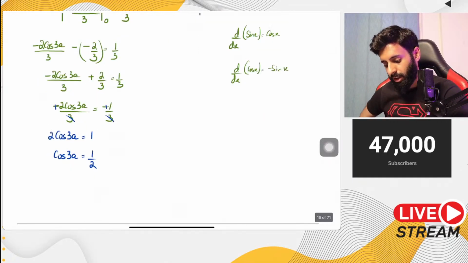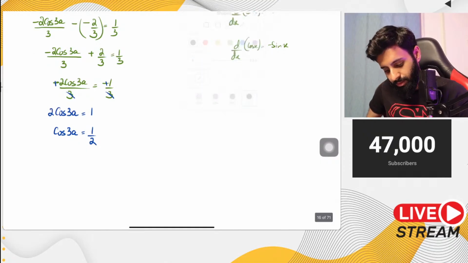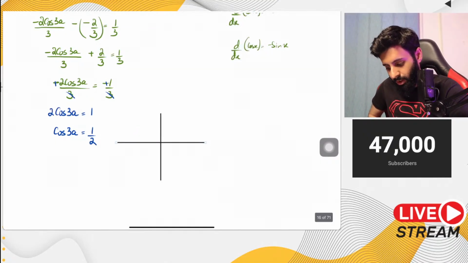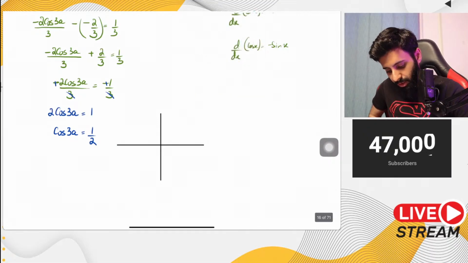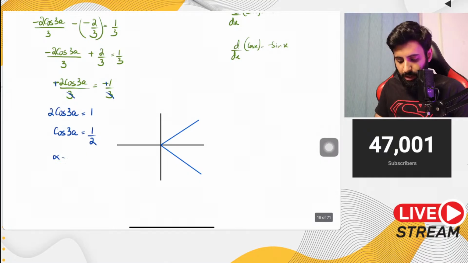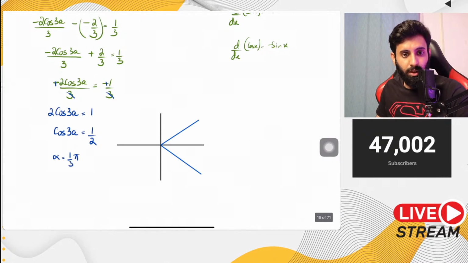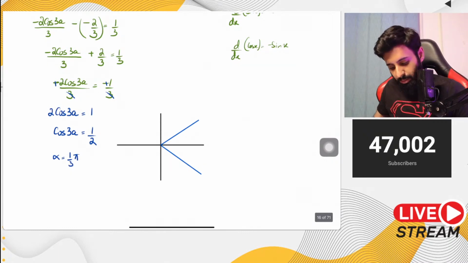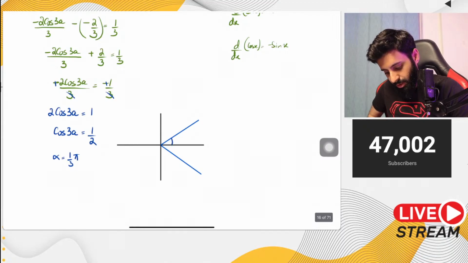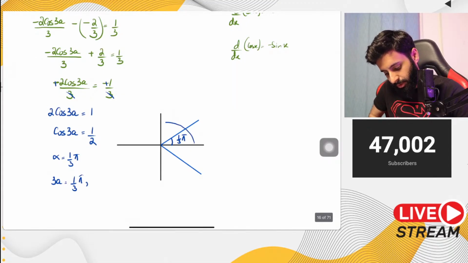Now cos is positive, and we have to find out 3a. If cos is positive, that means it's going to be in the first quadrant or the fourth quadrant. Now let's find out alpha. We take cos inverse of 1 upon 2, which is equal to 1 upon 3 pi. That means in the first quadrant, 3a is going to be the same as 1 upon 3 pi. And it's also possible that it's in the fourth quadrant.